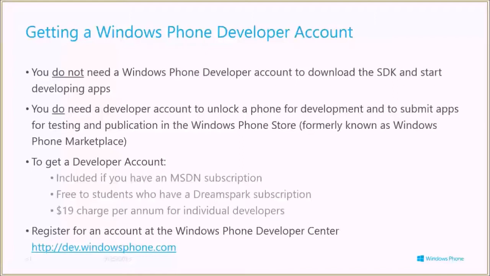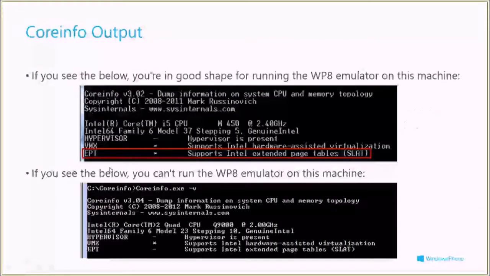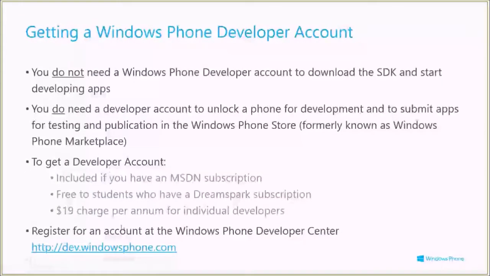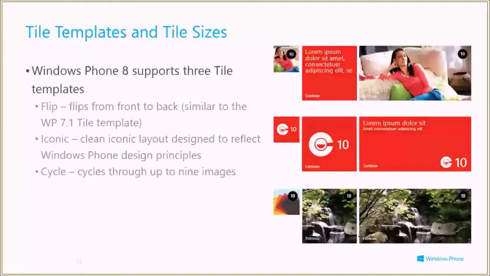So what are the new features for Windows Phone? We've got the tile templates and tile sizes. On Windows Phone 8, we support three tile templates: flip, iconic, and cycle. These are very important for you developers to know, which templates you're using. For the flip, this is similar to 7.1, if you ever had a Windows Phone 7 device. The flip just flips horizontally, showing data in the background, with a count in the title and background, and there's an image as well that you can add.